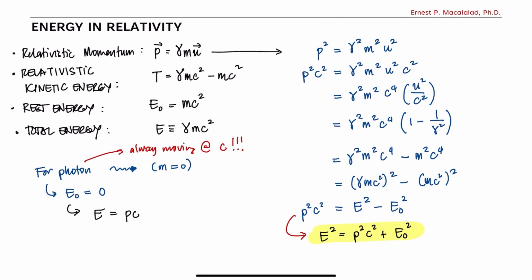So that's it. That's a short discussion about energy in relativity. We're going to use these equations to determine the Lagrangian of a particle whose speeds approach the speed of light.